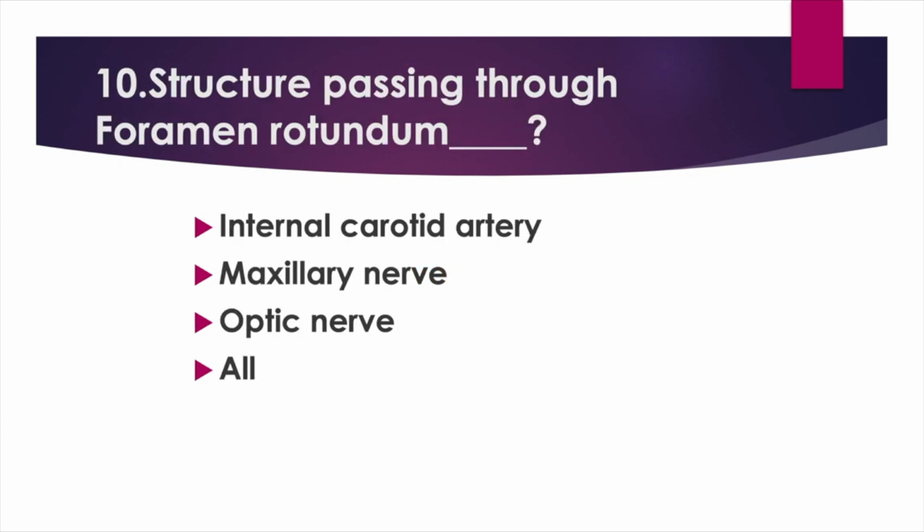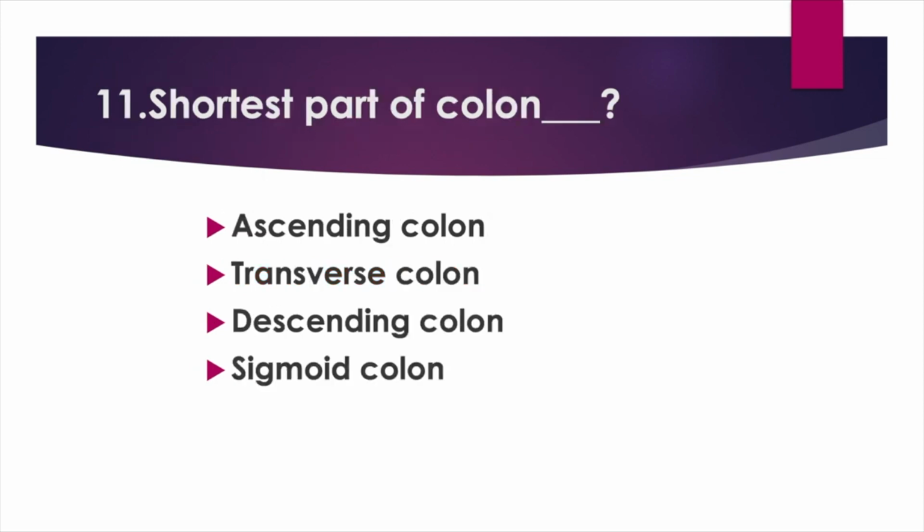Structures passing through foramen rotundum. Options: internal carotid artery, maxillary nerve, optic nerve, and all of the above. Correct answer is maxillary nerve. Shortest part of colon. Options: ascending colon, transverse colon, descending colon, and sigmoid colon. Correct answer is ascending colon.